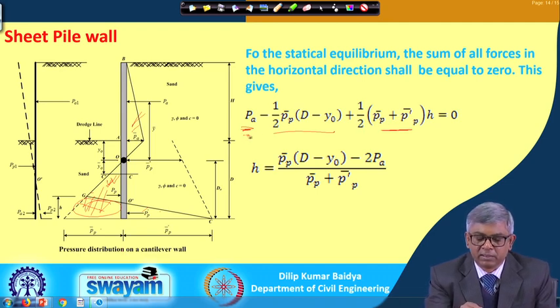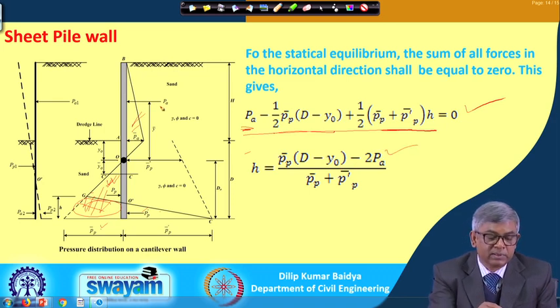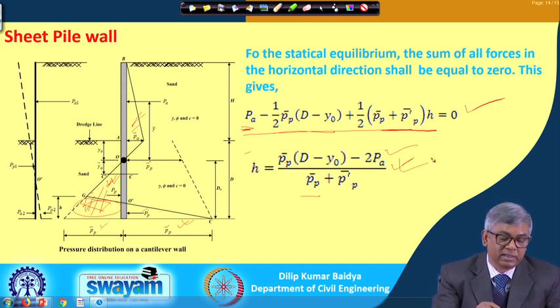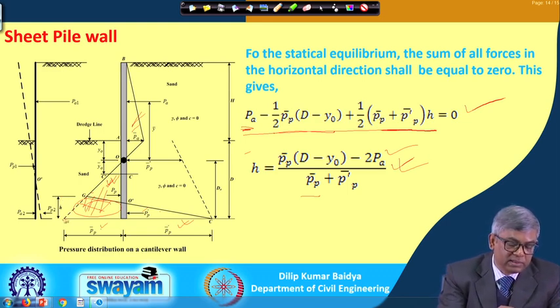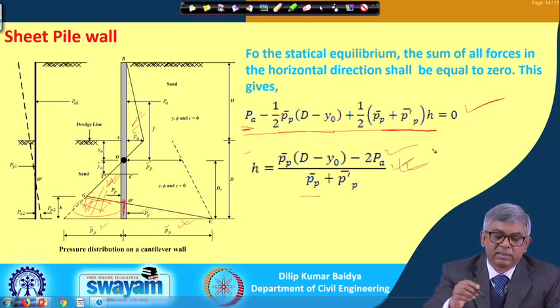So, this is the way the force equilibrium is done, and if you simplify, then H becomes p p bar, that means this one, d minus y naught minus 2 p a, that means this one, the area of this diagram, divided by p p bar plus p p bar dash. P p bar dash is this one. So, this is another expression of H we are getting, and H is shown here: where from the ground the change from active to passive is happening, that you have to find out. So, this is the H we have calculated.